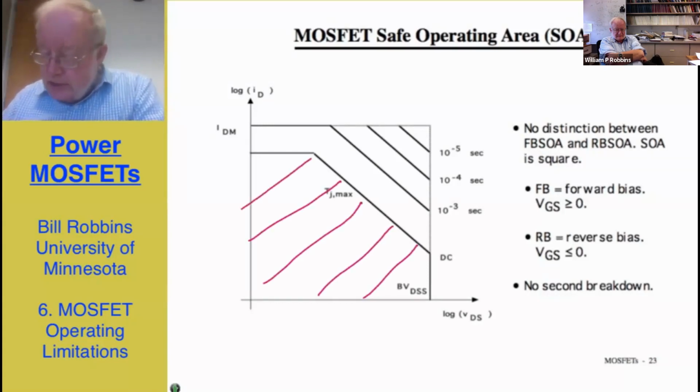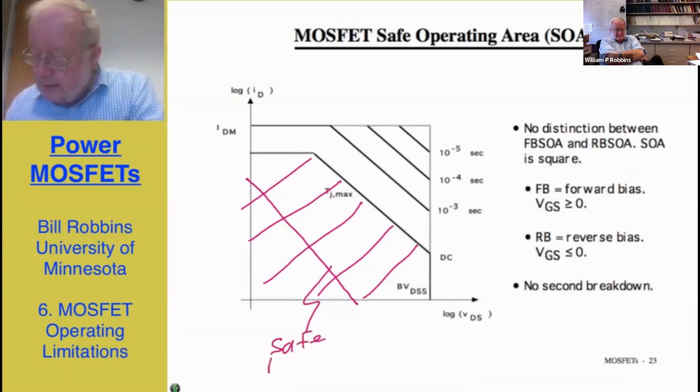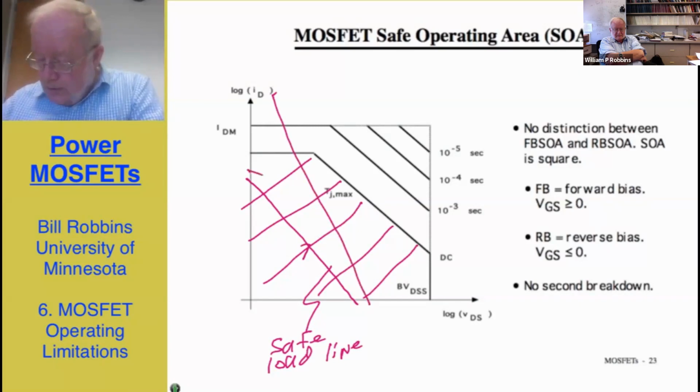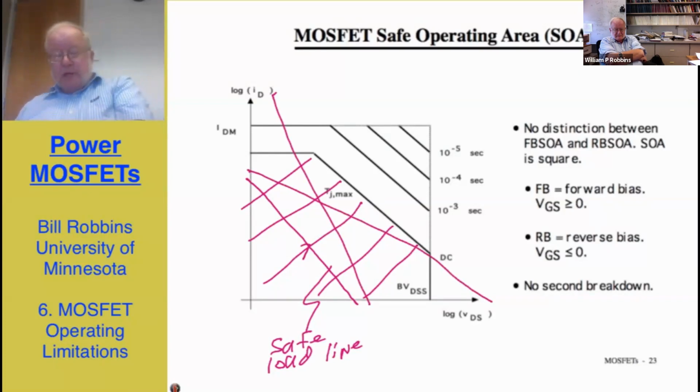Any load line within this safe operating area is legitimate. So this would be a safe load line. If we had a load line that was outside of the safe operating area, such as this one or this one, the first one here is too much current flow. This one we exceed the breakdown voltage. And so we want to make sure that our load line stays within the safe operating area.